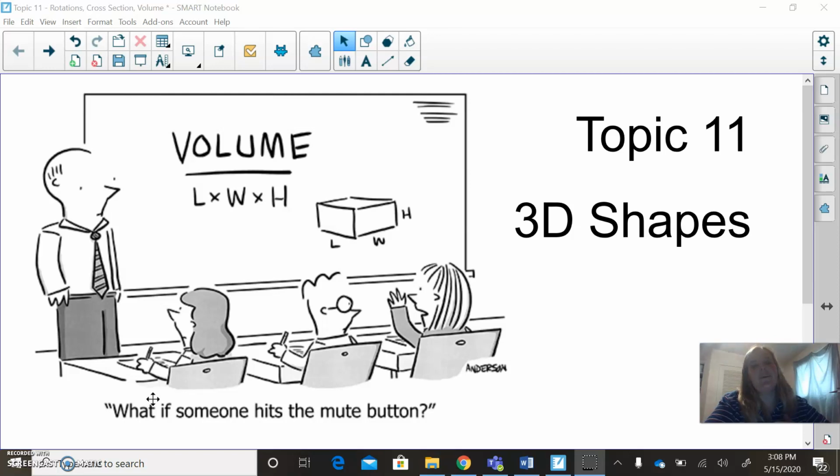Alright guys, so topic 11 is all about 3D shapes, and I kind of shortened it and condensed it. So first things first, we're going to talk about volume.